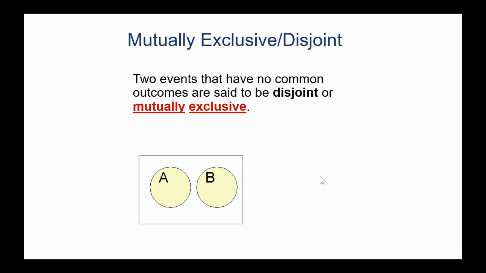Another example would be flipping a coin. Can you land on both heads and tails at the same time? No, it's got to be one or the other. So those are mutually exclusive events.